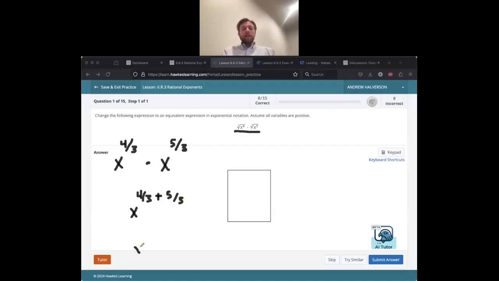And that's going to get us what? 9/3, x to the 9/3 power. And that simplifies to what? 3. x to the 3rd. So my point is even with fractional exponents, your other rules still apply. Product rule, quotient rule, negative exponent rule, all those rules still apply, even with fractional exponents.